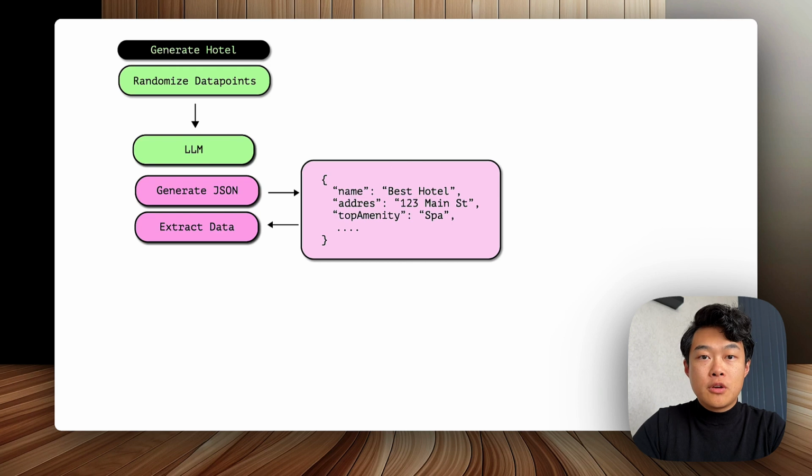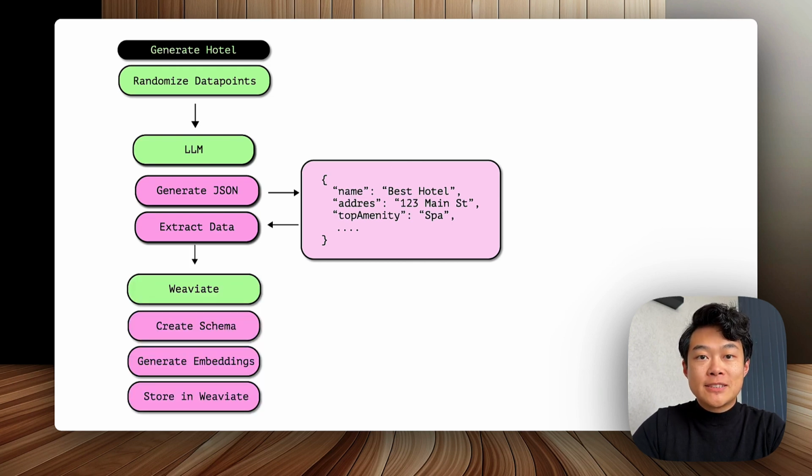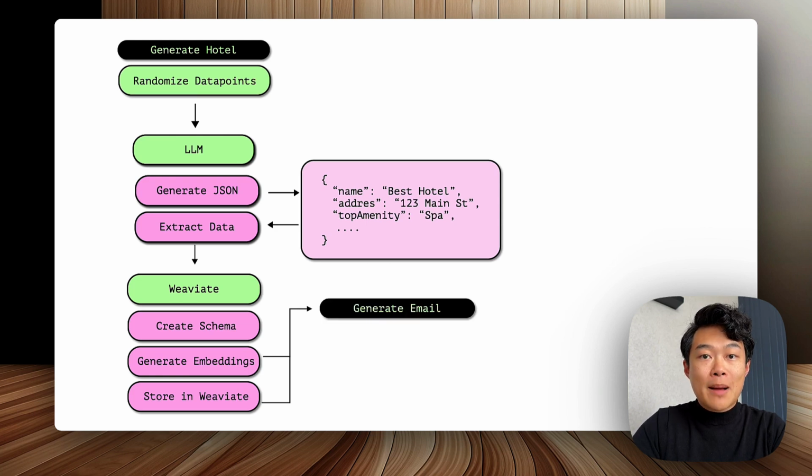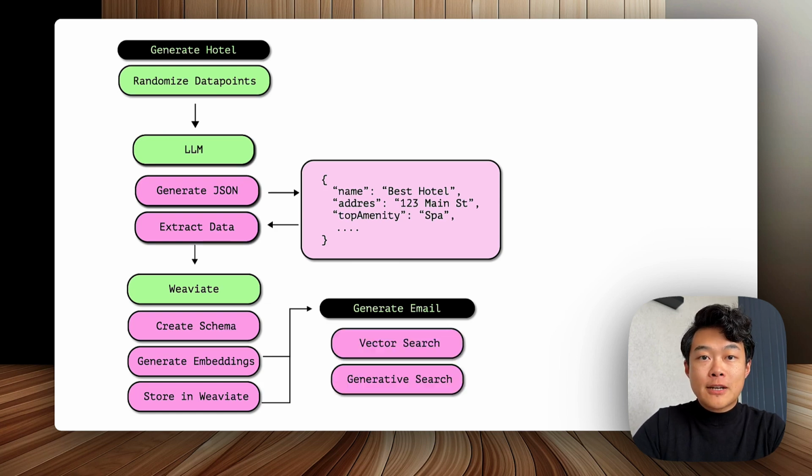Then, we'll learn how to use Weaviate, an AI-native vector database, to help us create vector embeddings and store them in a schema that we've created. This will be the basis of our RAG application to help us generate marketing emails based on the data retrieved. We do this through a combination of vector search and generative search, which will come as integrated modules in Weaviate.